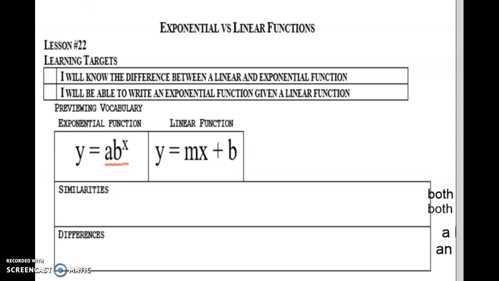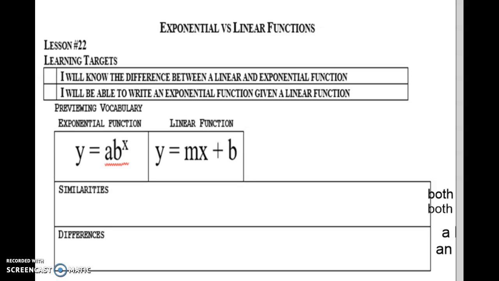All right, so here we go with a lesson on exponential versus linear functions. So a comparison between the one that we know a lot about, linear functions, and the one that we just learned about. And so I do this because it really kind of solidifies what you know and how you can apply it to the other, to the exponential, the new one.